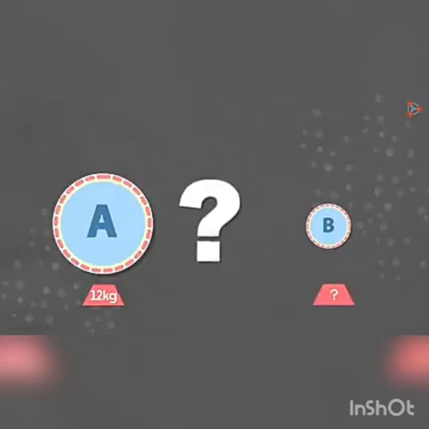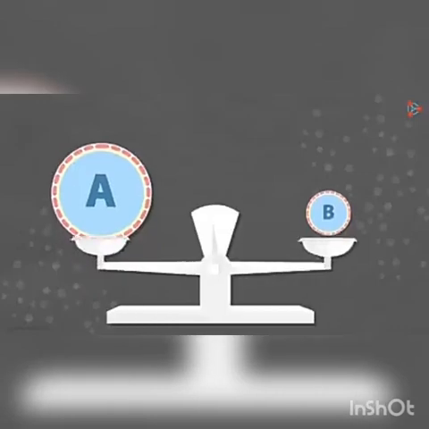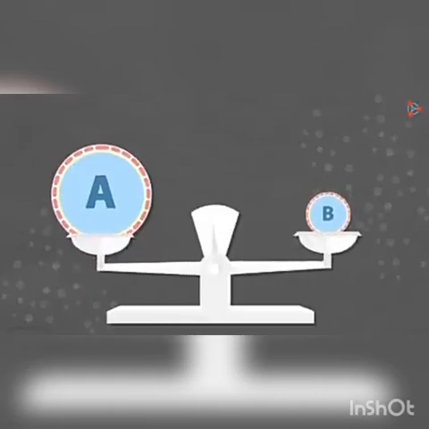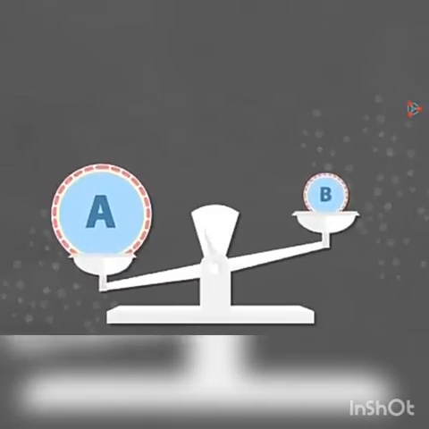Imagine we have two objects A and B. Object A weighs around 12 kilograms is what we know. But we do not know the weight of object B, and that's what we need to find. How do we find that out? We just have a weighing balance with us. Let's put them on either side of the balance and see what happens. Clearly, object A is heavier.